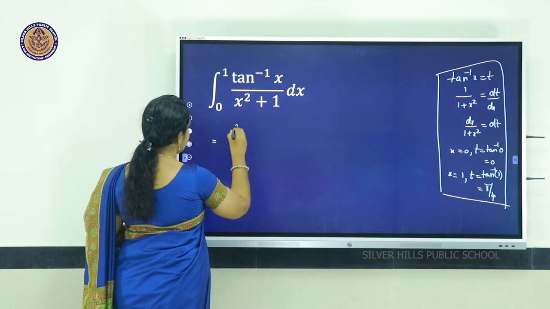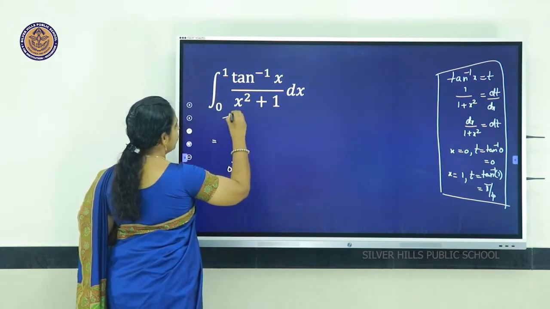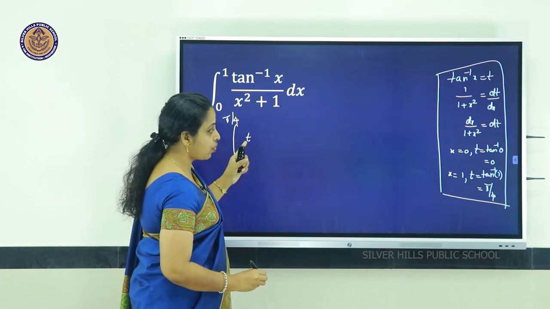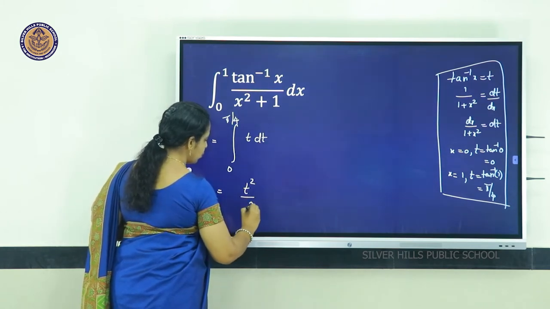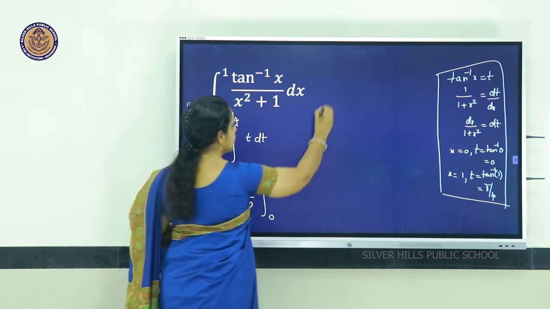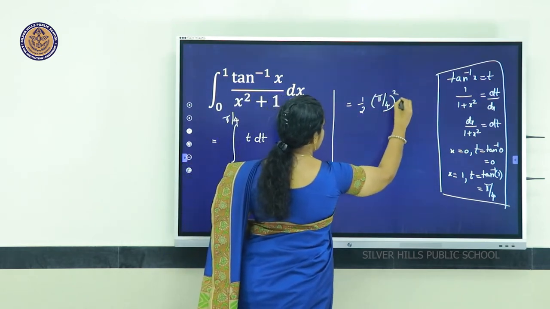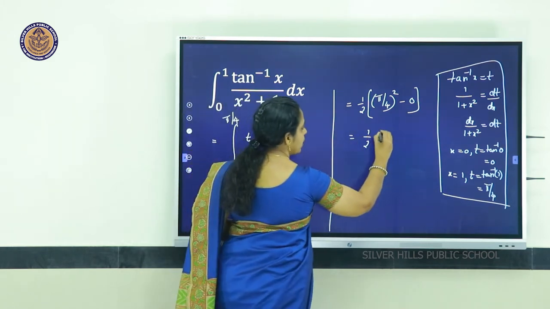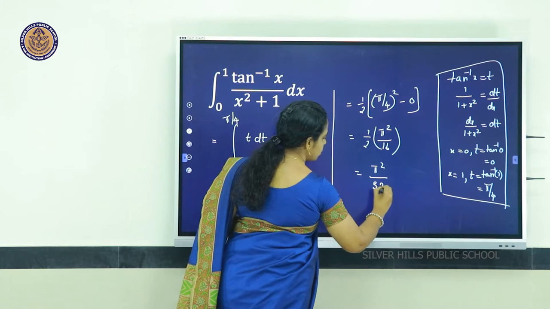Equal to integral 0 to 1. It will change as 0 to pi by 4. Tan inverse x is t. Then 1 by 1 plus x square into dx is dt, equal to t square by 2 under the limits pi by 4 and 0. So we will get 1 by 2 into pi by 4 the whole square minus 0 equal to 1 by 2 into pi square divided by 16. So, answer pi square divided by 32.